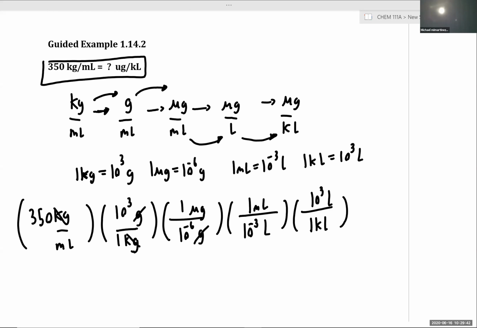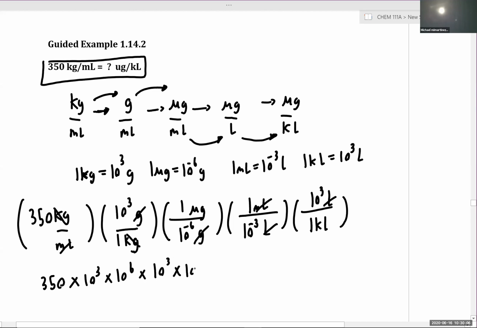Now we check to see our units cancel. Liters cancel, milliliters cancel, and we're left with micrograms per kiloliter. So processing out our powers of 10, we have 350 times 10 to the 3rd times 10 to the 6th times 10 to the 3rd times 10 to the 3rd. So adding up, that in turn gives us 350 times 10 to the 15th micrograms per kiloliter, which in turn is equivalent to 3.5 times 10 to the 17th micrograms per kiloliter.